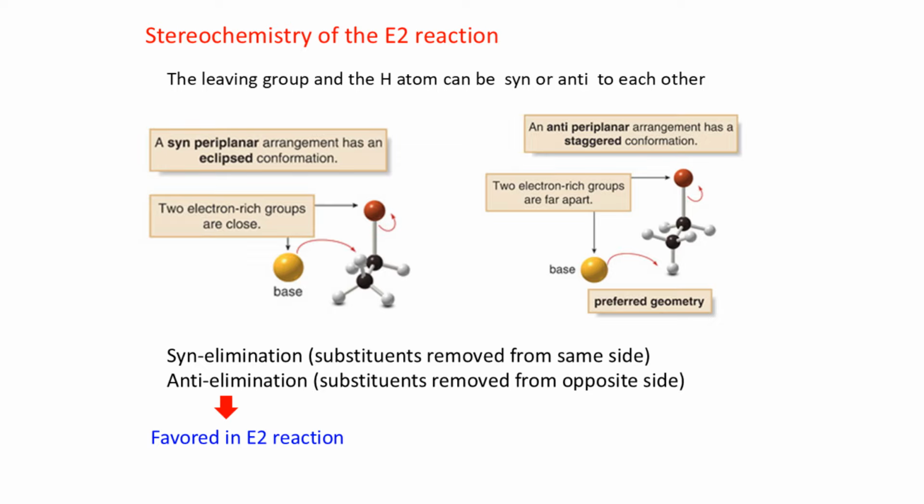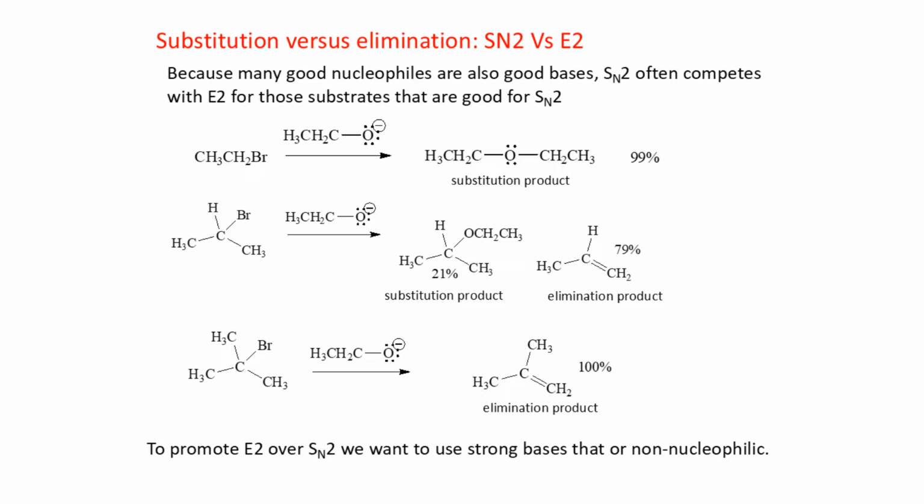Stereochemistry plays a crucial role in E2 reactions. The leaving group and hydrogen can be syn or anti to each other, with anti-elimination being more favorable. SN2 reactions often compete with E2 reactions for substrates that are good for SN2. Strong bases or non-nucleophilic bases promote E2 over SN2.